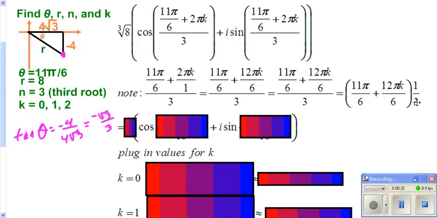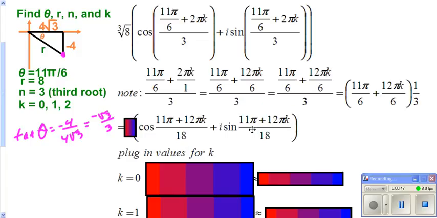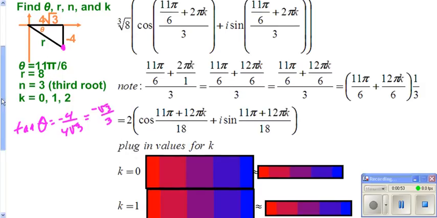Now you could go ahead and distribute through. Instead of dividing by 3, you multiply by 1/3. So then we get our angle when you distribute through your 1/3 to be this. And by the way, the cube root of 8 simplifies down to just be 2. So we've simplified our formula down.